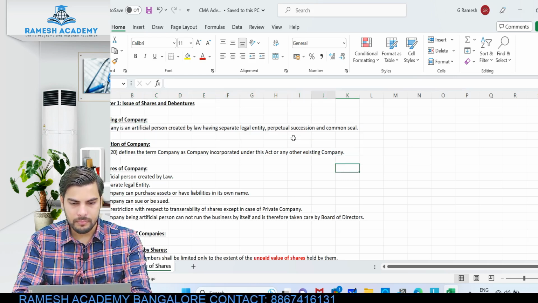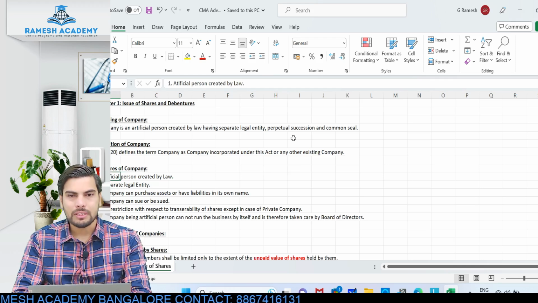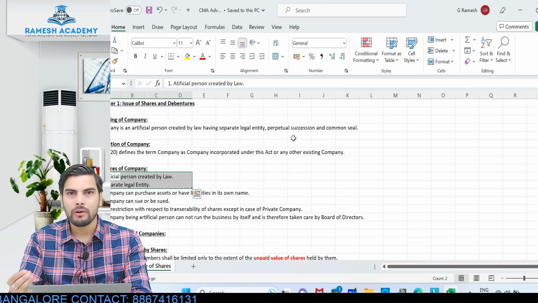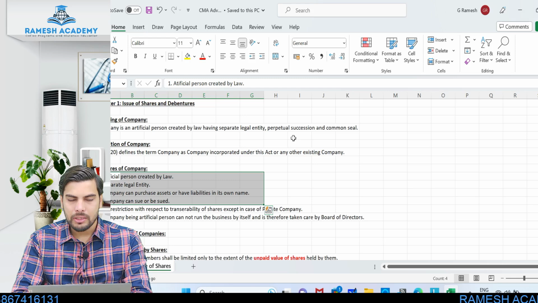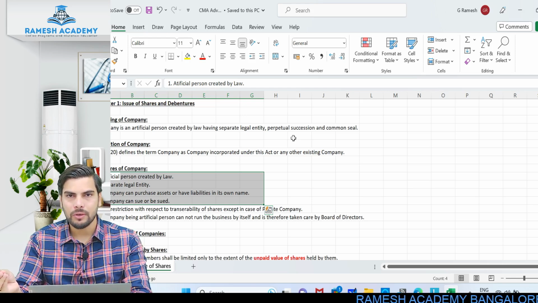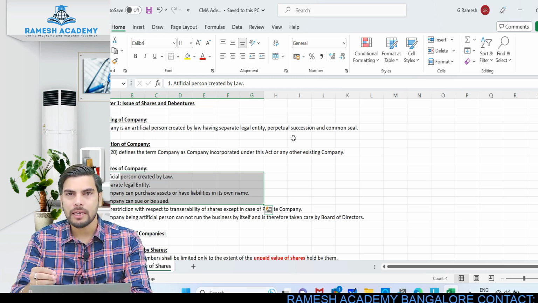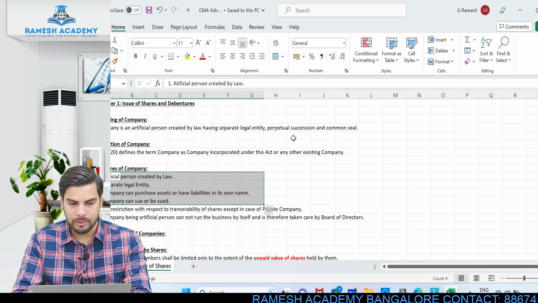Clear? Now look at the features. The first thing is it is an artificial person which is created by law. Separate legal entity: once it is incorporated or registered, it will have its own identity in the eyes of law. So a company can purchase assets, the same point we have already discussed. A company can sue or be sued. Clear? A company is treated as a separate artificial person in the eyes of law. So if the company wants to put a case on somebody or if somebody wants to file a case against the company, it is still possible.